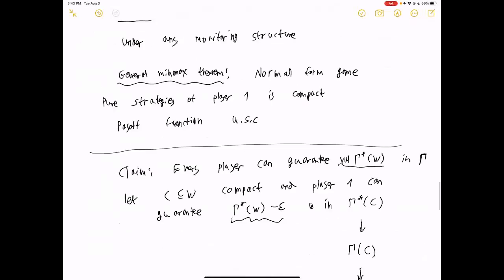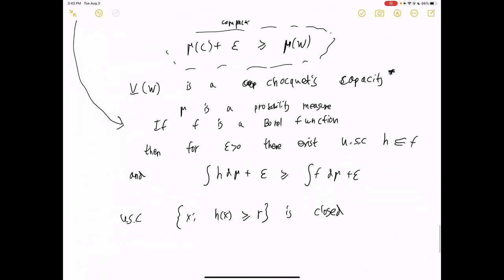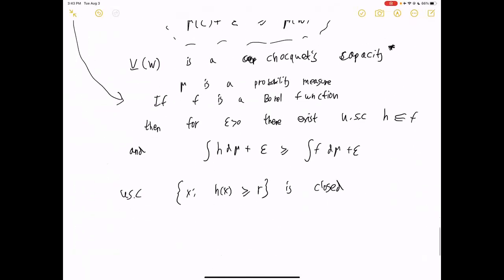Yes. Do you need in the last result on the function f that it is bounded? Ah, yes. Sorry, you're right. It is a bounded Borel function. So this looks pretty awesome, right?